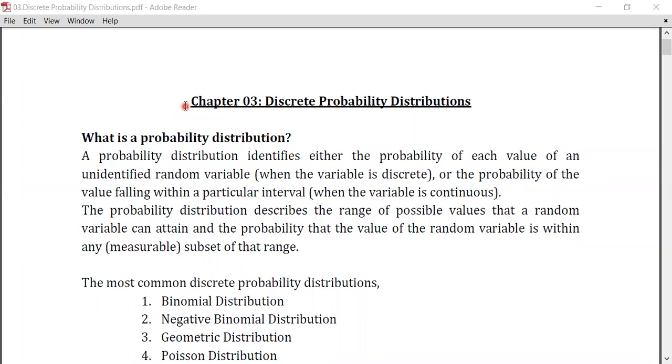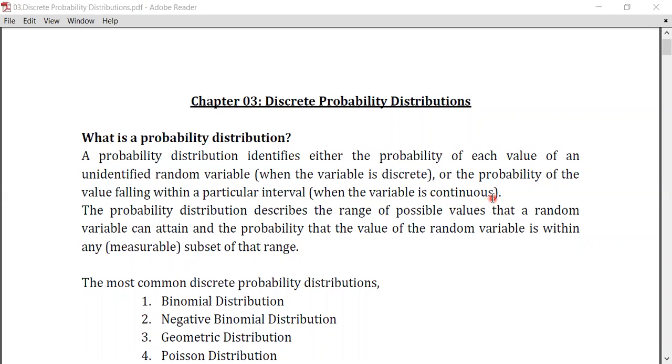In this session, I will discuss the introduction to discrete probability distribution. First of all, we will look at what a probability distribution is. A probability distribution identifies either the probability of each value of an unidentified random variable when the variable is discrete, or the probability of the value falling within a particular interval when the variable is continuous.